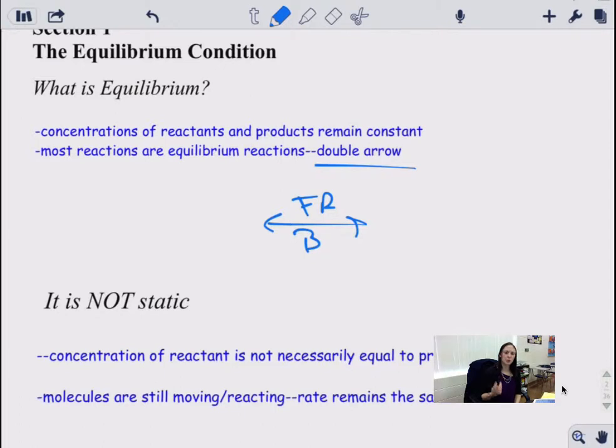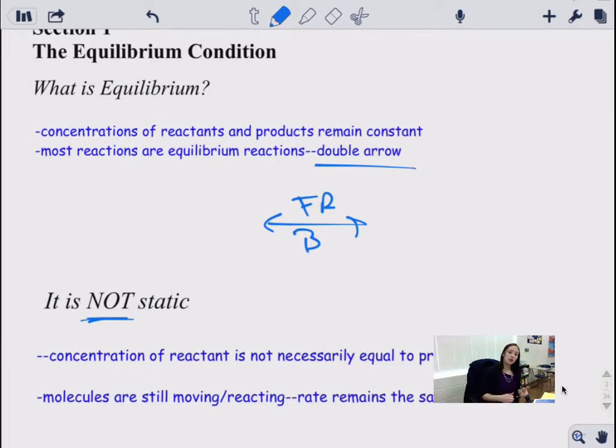All right, when we talk about equilibrium, the concentrations of your reactants and products stay the same, but it's not static. It is not something that's just going to stay the same forever. Your concentration of reactant is not necessarily equal to the products. They're just going to stay the same at whatever spot they are at. So I could have a concentration of 3 for my reactants and say a concentration of 5 for my products. The numbers aren't necessarily going to be equal. They can be, but they're not always.